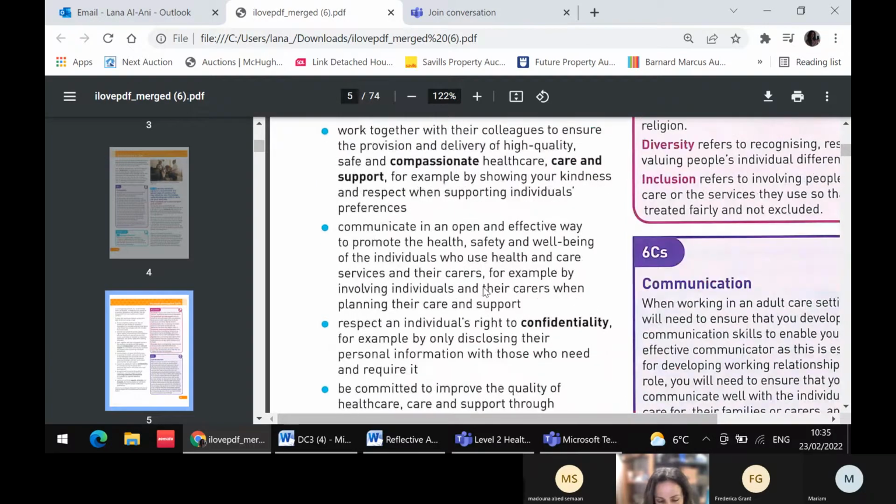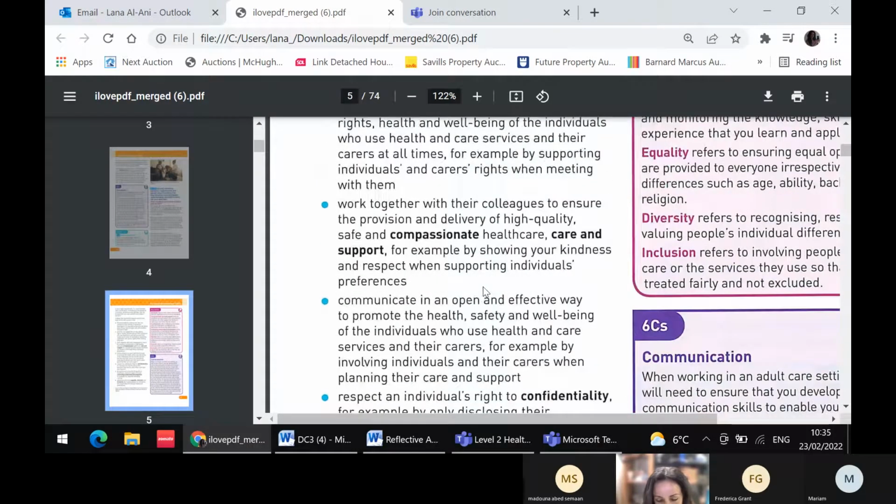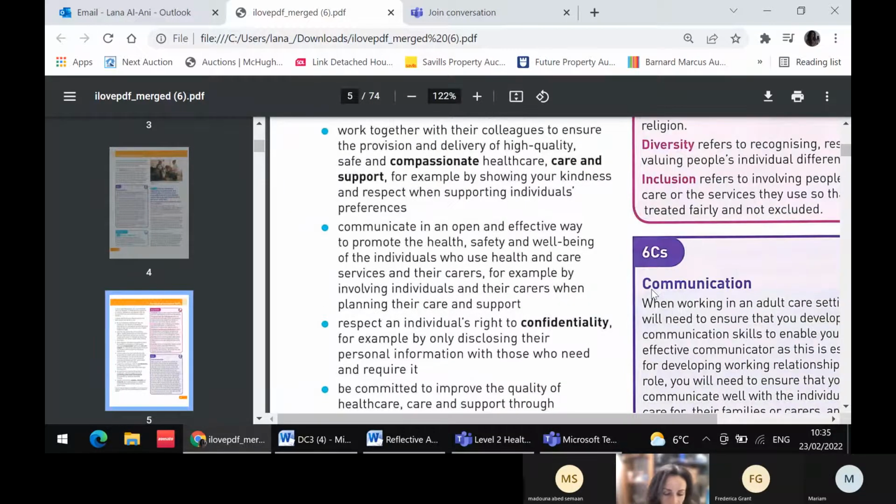Another point is that when you work together with your colleagues, always ensure that you provide high quality, safe, and compassionate work. So you're always kind to your clients. It also talks about communication. Communication should always be effective to promote health, safety, and well-being for the individuals who use health and social care.